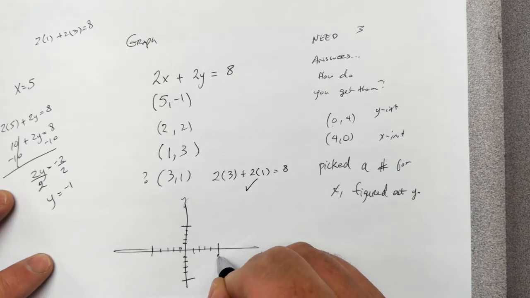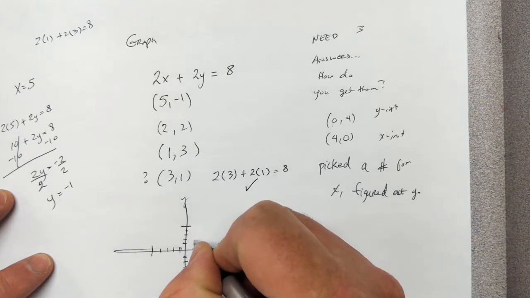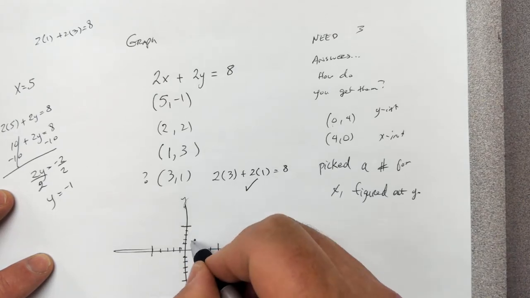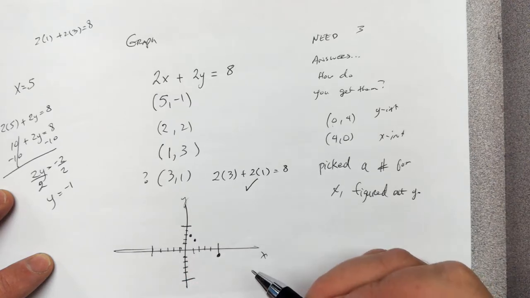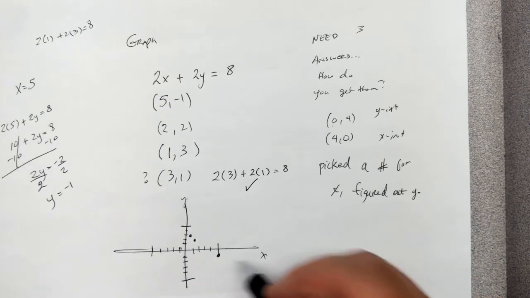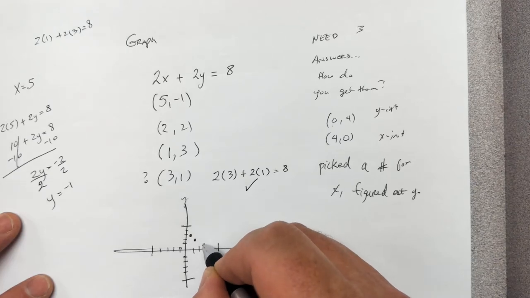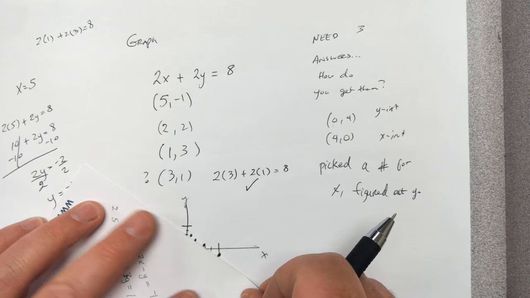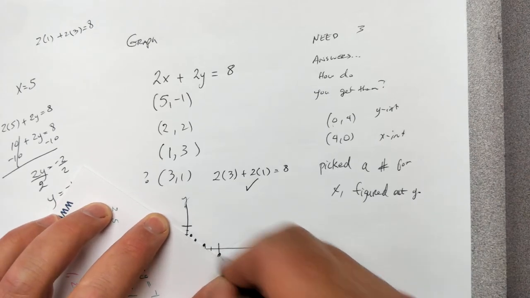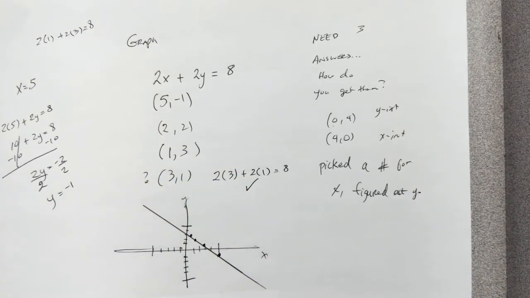So we got 5, negative 1, which is right here. We got 2, 2, which is right there. We got 1, 3, which is right there. And we also had 3, 1, which is right there. So let's connect the dots. It's not perfect because it's drawn by hand, but it's pretty close. There you go.